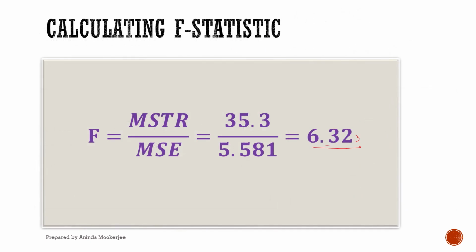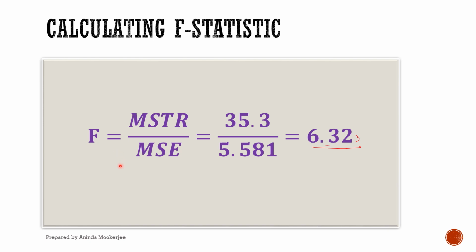And then finally, when we have our MSTR and MSE values calculated, the rest is easy. The formula for F is MSTR divided by MSE. Put in the value of MSTR, put in the value for MSE, divide them, and you come up with a value of 6.32, and that's your F value, your F statistic value.